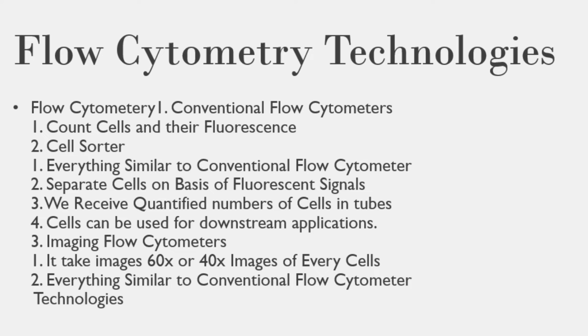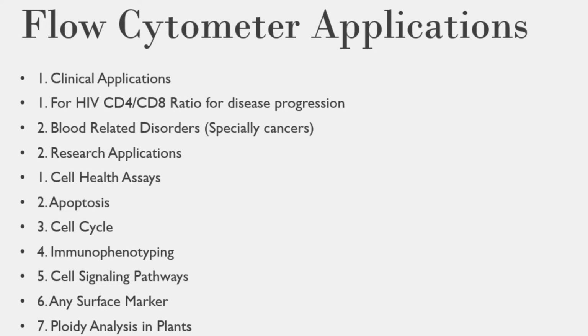Number 3, imaging flow cytometer. It takes 60x or 40x images of every cell. Everything is similar to conventional flow cytometer technologies in this case also. Flow cytometer application. There is a wide range where flow cytometers are used, such as in clinical application. Flow cytometer is used for HIV, CD4 and CD8 ratio for disease progression.